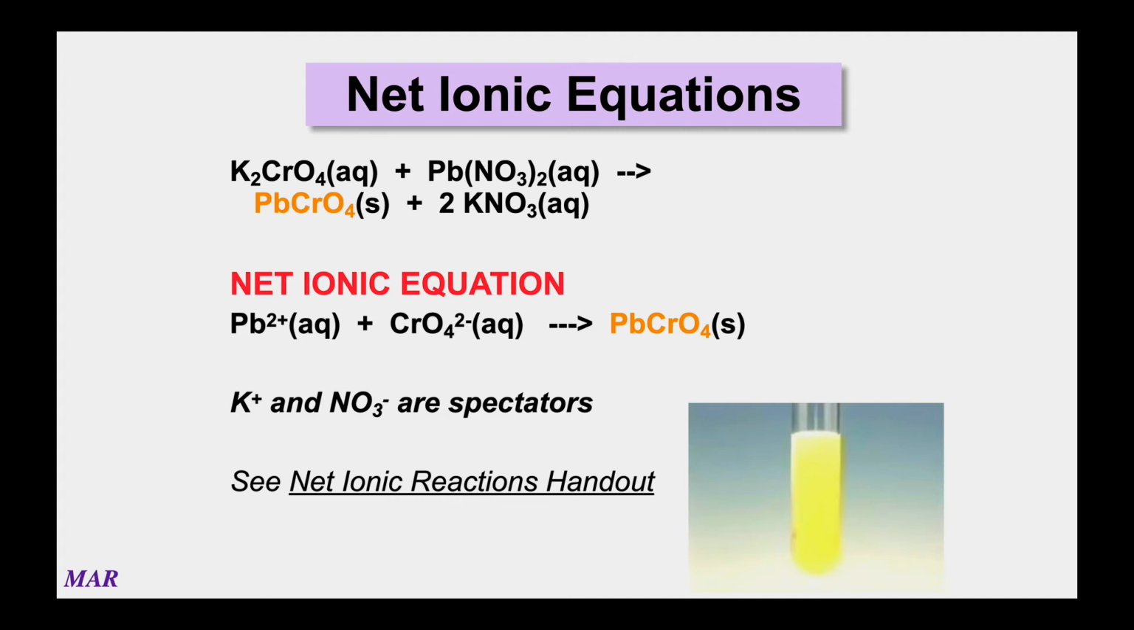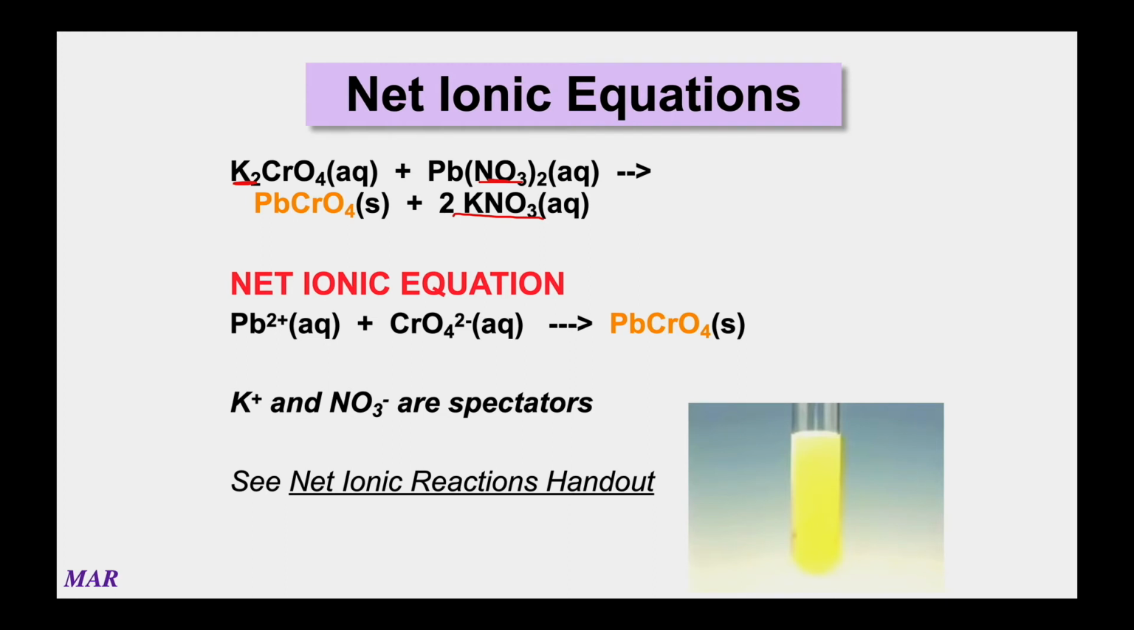That compound we're going to see is lead 2 chromate, PbCrO4, plus potassium nitrate. Now remember, anything with potassium and anything with nitrate is AQ automatically. So K2CrO4 is aqueous, Pb(NO3)2 is aqueous. And on the product side, the KNO3 is also aqueous as well.